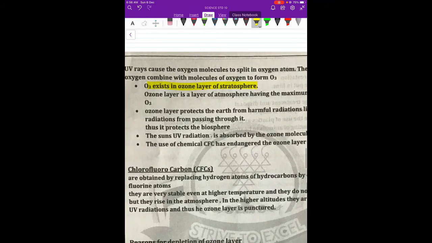So ozone exists in the stratosphere, and it is a layer where the maximum concentration of ozone molecules is formed, and it protects us from the harmful radiations of the sun. Now the ozone layer has also been punctured, destroyed, damaged, and thinned due to extensive use of chemicals in the past, but that damage has already been done.